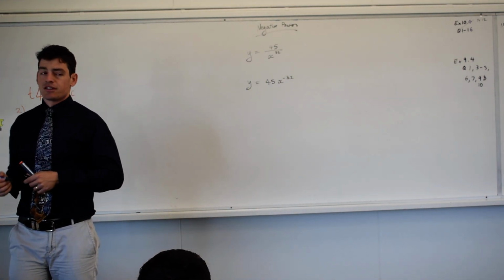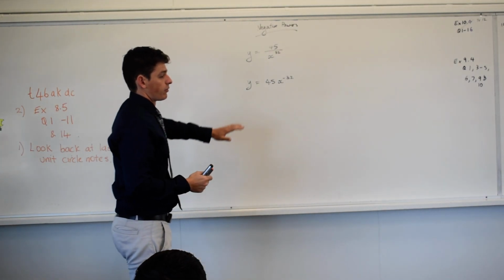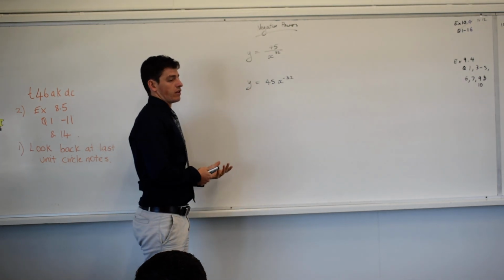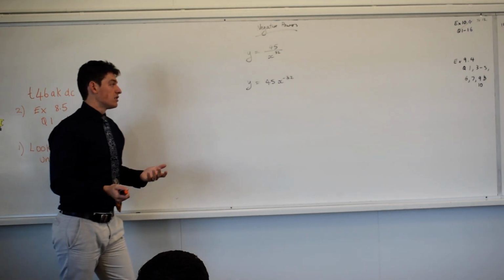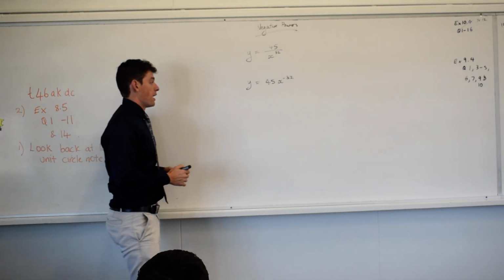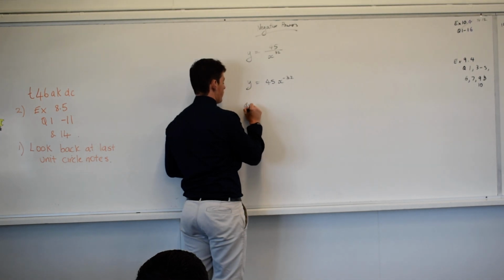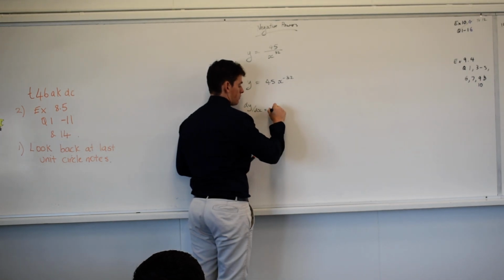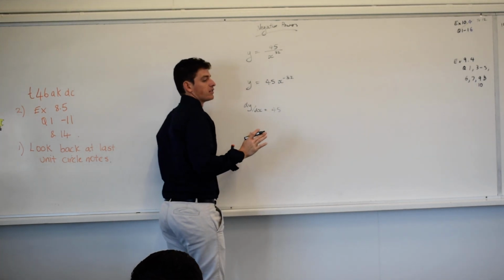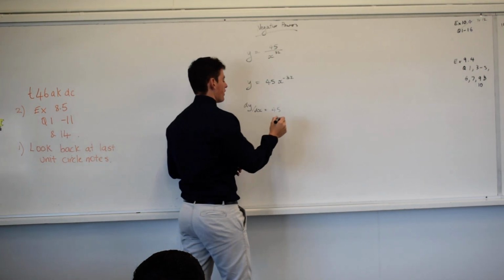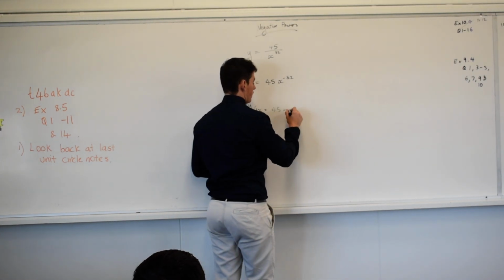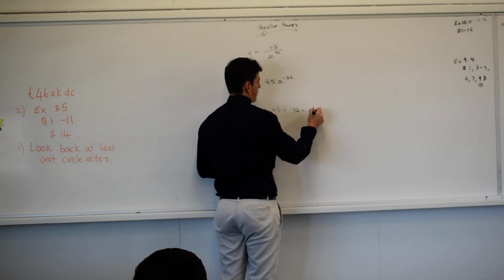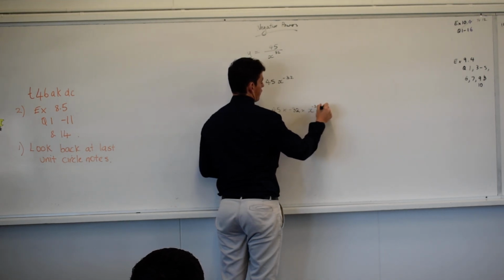Now that step is the step I would recommend anytime we're asked to derive something like this. Is that any different from anything else we've done before? No. The only thing that's different is we've got a negative power, but we can still use the same power rules as before. So if I'm deriving dy/dx, what happens to the 45? It stays the same. But then we multiply that by negative 32, and we multiply that by x to the power of negative 32 minus 1.